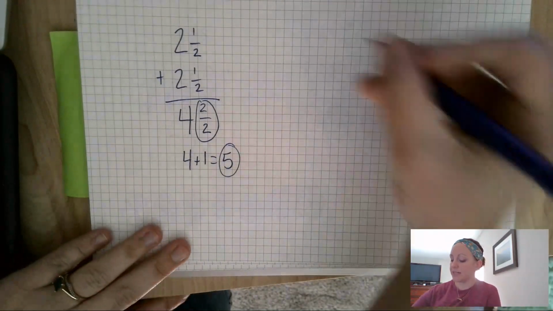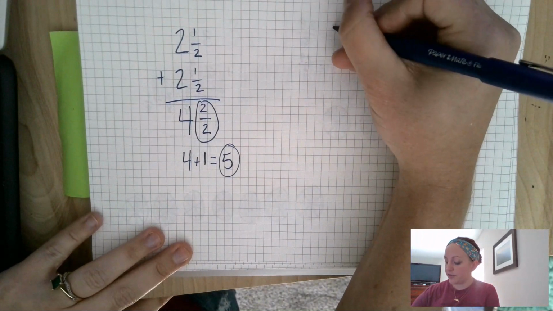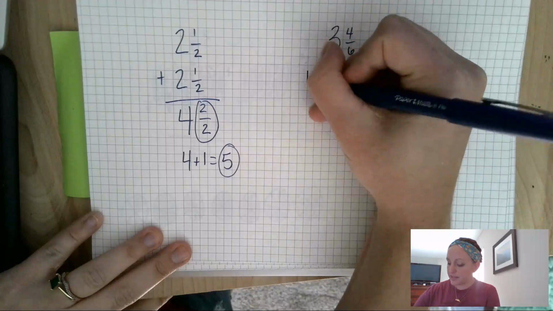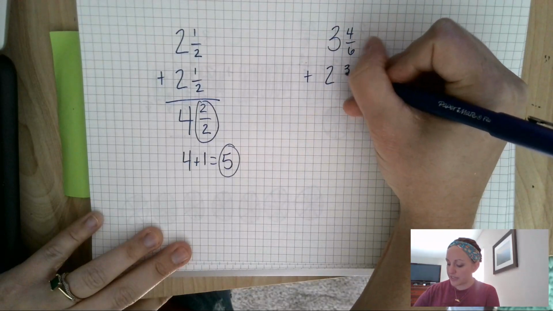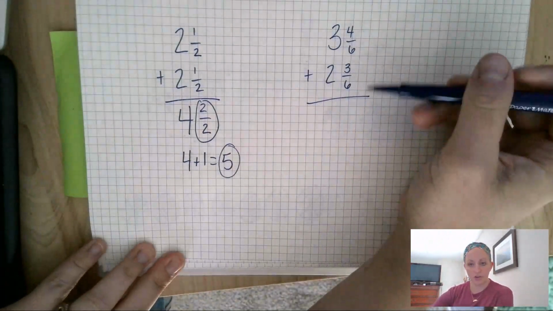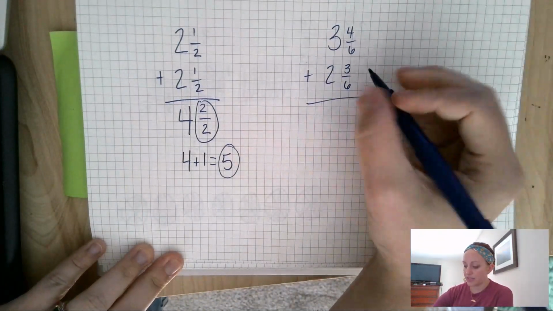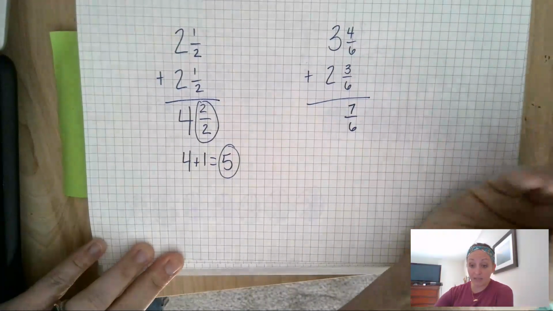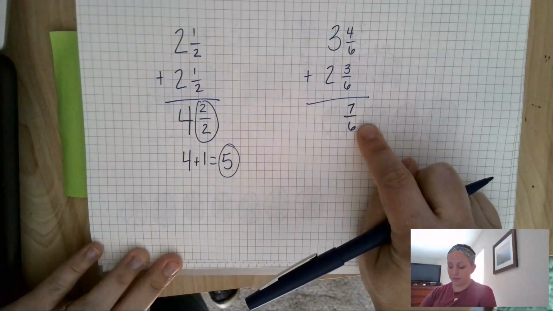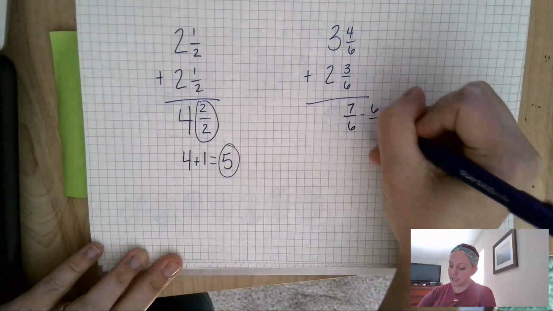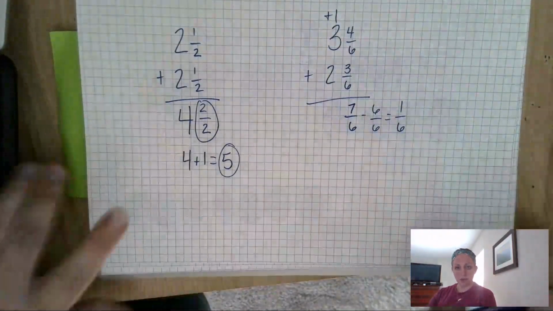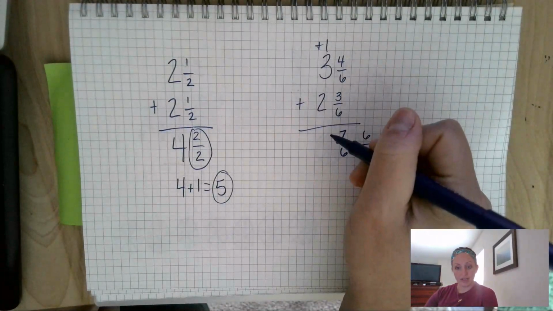All right, let's look at one more example. All right, let's see here. We have 3 4/6 plus 2 3/6. Again, we add our fractions first. 4/6 plus 3/6 equals 7/6. Now maybe you want to go ahead and regroup the fraction. You're like, oh wait, that's a fraction bigger than 1. So I'm going to take away 6/6 here. I'm left with 1/6, and I'm going to add 1. Oops, there we go. I'm going to add 1 to my whole numbers.